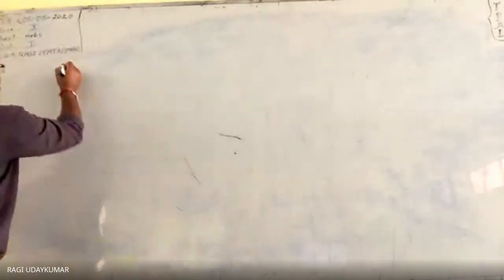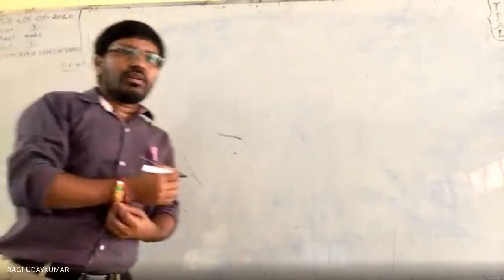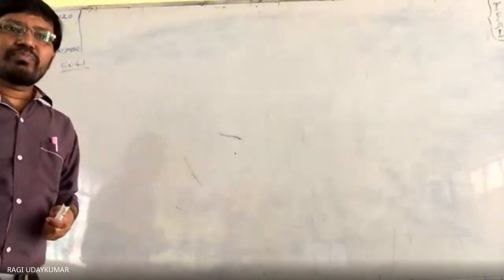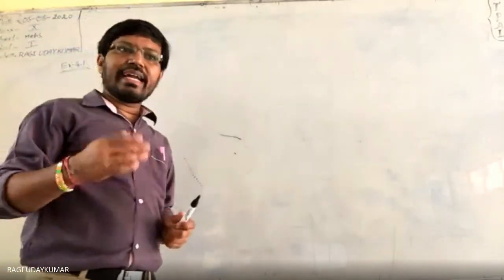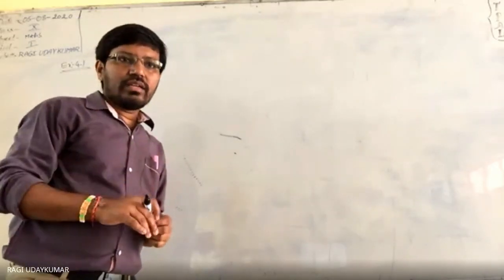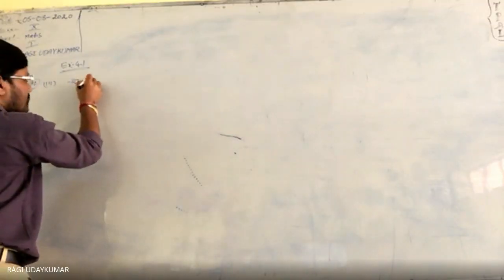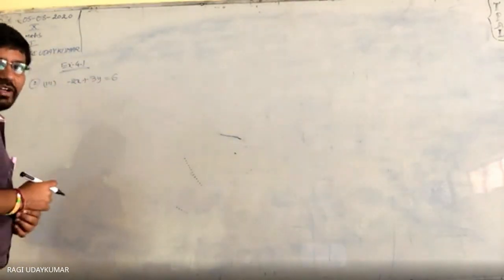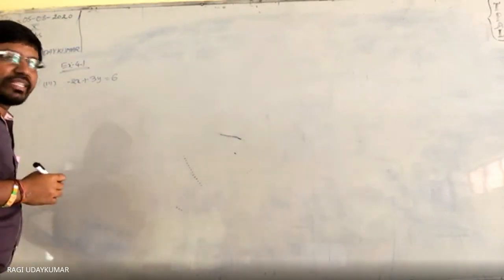So exercise 4.1, you can see that. What are the questions given to you here? The first one we have already completed. In the second one: express the following linear equations in the form of ax plus by plus c equal to 0. Indicate the values of a, b, c. Here, the third problem, yesterday I told you, minus 2x plus 3y is equal to 6 is the equation given to you.